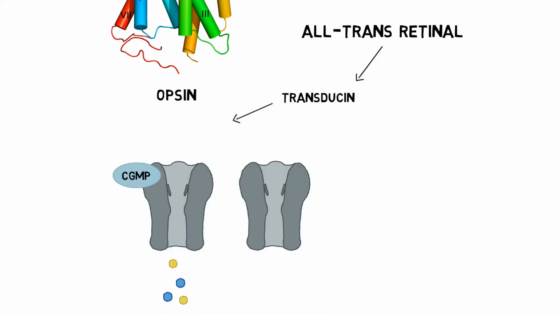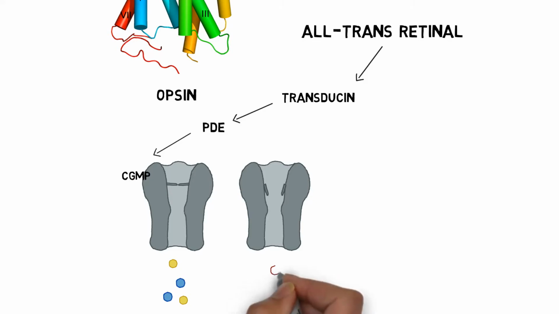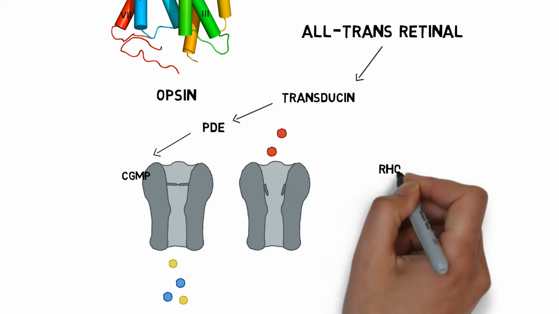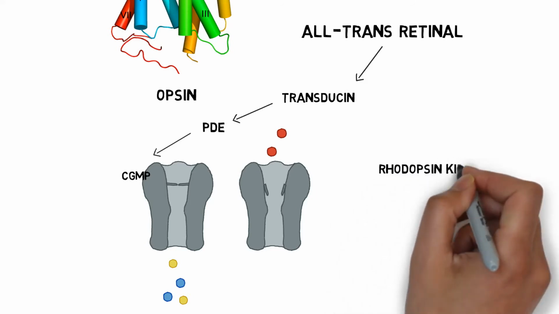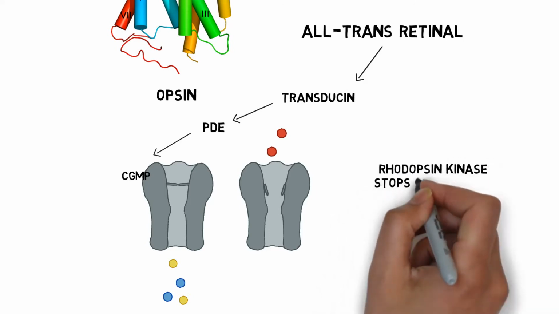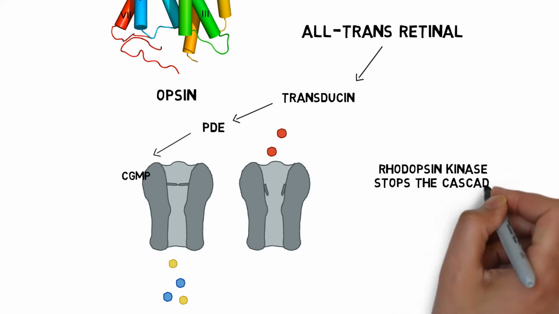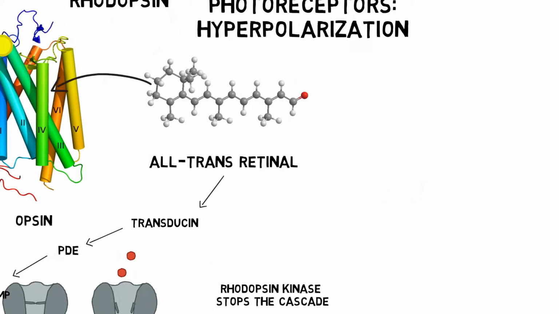From there, a molecule called PDE is activated, which reduces cGMP. With less cGMP, the gated sodium and calcium channels close, while potassium is still allowed to flow out. This leads to the hyperpolarization of the membrane. These events are stopped almost immediately as rhodopsin kinase phosphorylates the rhodopsin, eventually preventing its ability to signal transducin.